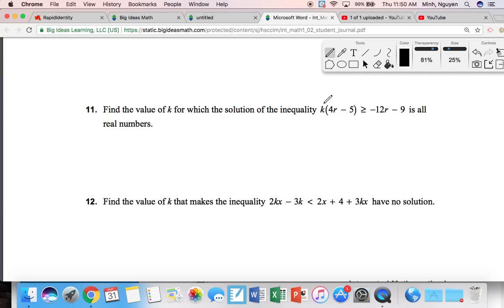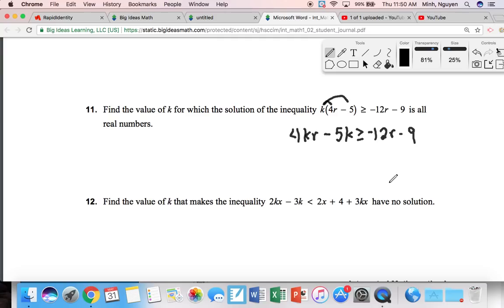So k for r, now we're just going to distribute these. We have 4 times k times r. We'll just go in alphabetical order. 4kr minus k times negative 5 is negative 5k, negative 12r. And so, like I said, we're looking to make sure all the variables are gotten rid of.